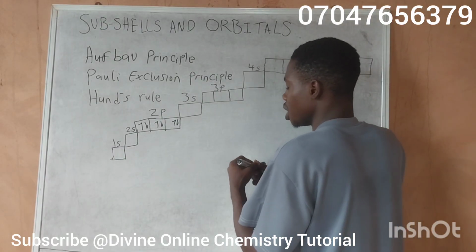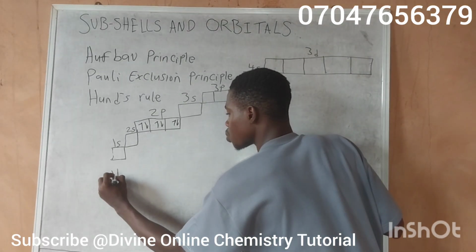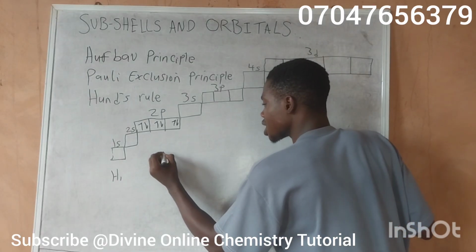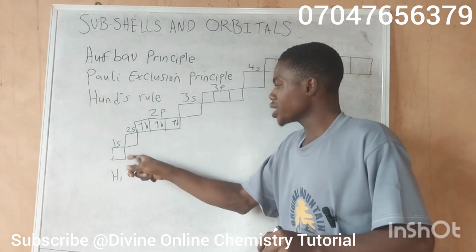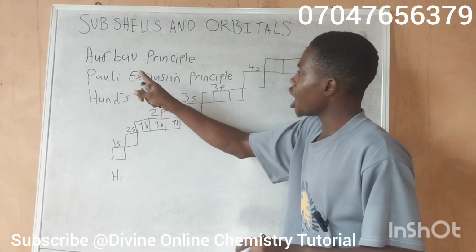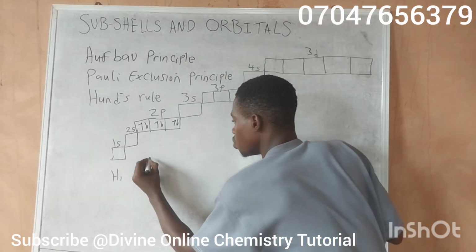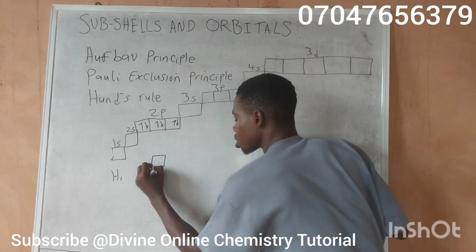So hydrogen. Hydrogen has atomic number 1, which means it has 1 electron. You must always start with the first orbital, which is 1s, as proposed by the Aufbau principle. So you must always start with the first orbital. You start like this.